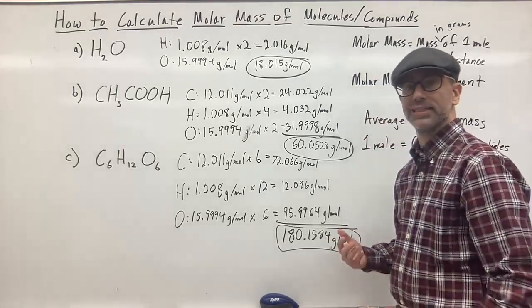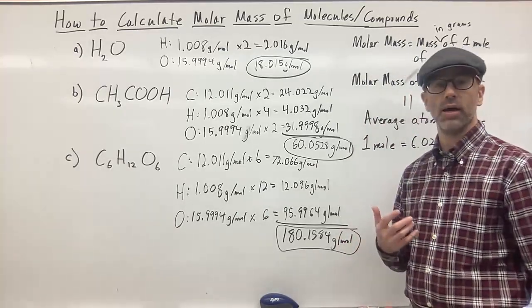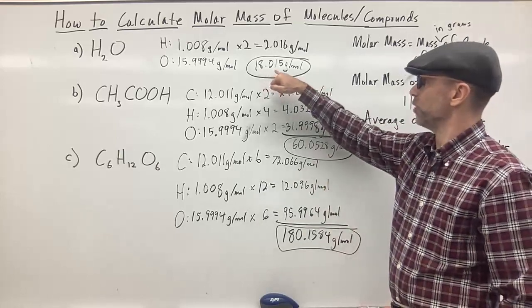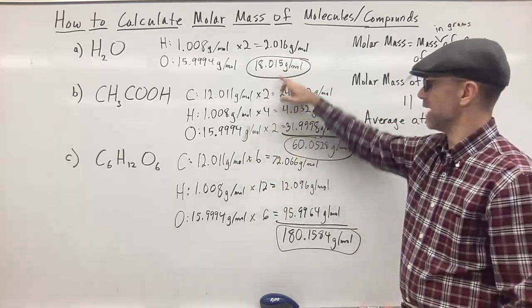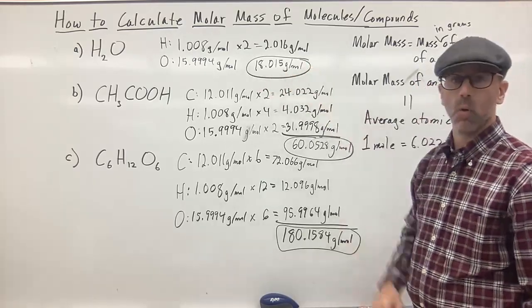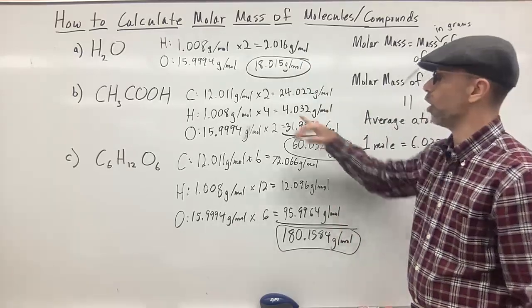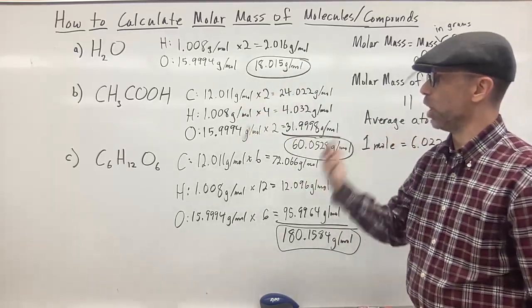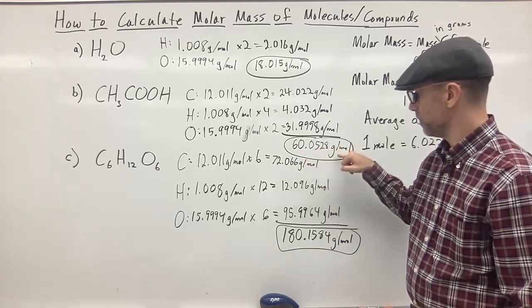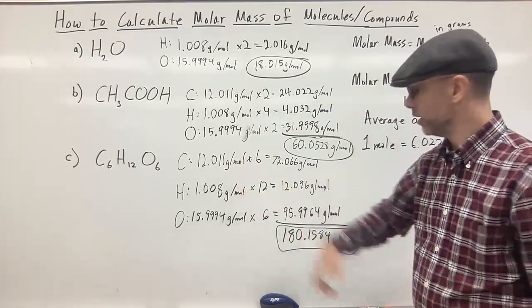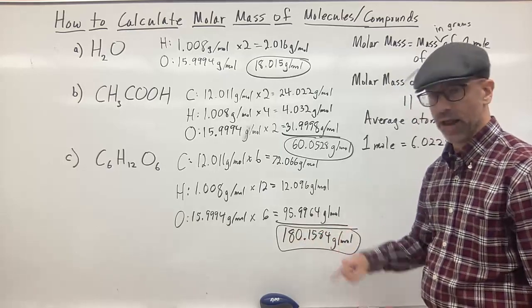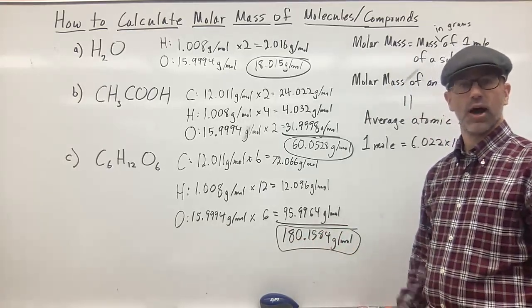So basically what this is saying is if I want to measure out 1 mole of water, then I would have to measure out 18.015 grams, because that's the molar mass of water. So 18.015 grams is equal to 1 mole of water. Same thing for my acetic acid. So if I want 1 mole of acetic acid, I'm going to have to measure out 60.0528 grams. If I want 1 mole of sugar, then I'm going to have to measure out 180.1584 grams of sugar. So I hope this was helpful.